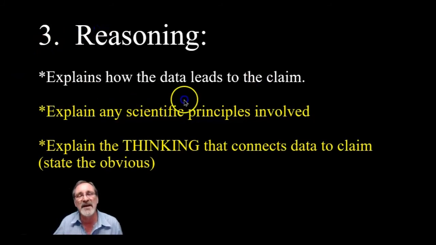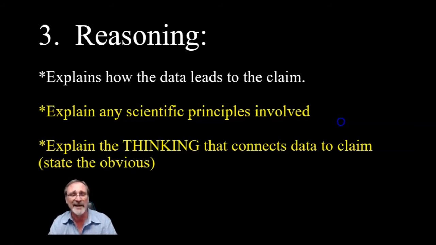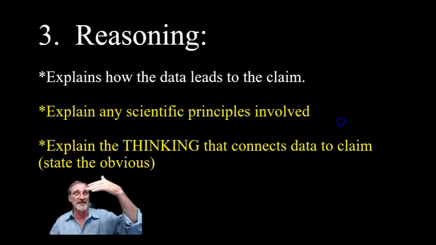So the reasoning explains how the data leads to the claim. Now, I'm not going to have you write down the yellow part, but explain any scientific principles involved. For example, you might have a conclusion that, oh, I don't know, is fire a living thing? And arguments for that might be things like, well, it grows, right? And it uses energy, and living things grow and they use energy. But a scientific principle might be that all living things are made of cells, and fire isn't made of cells.